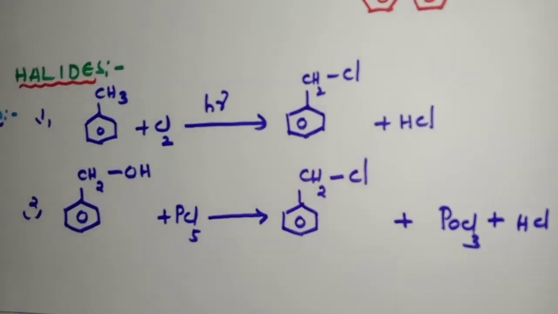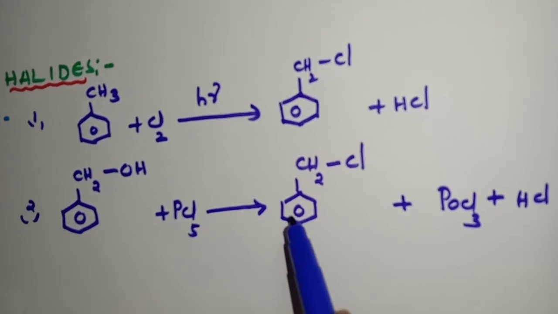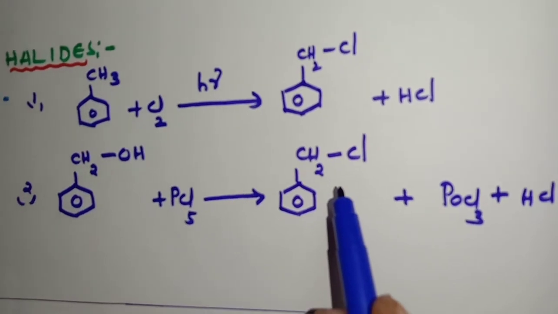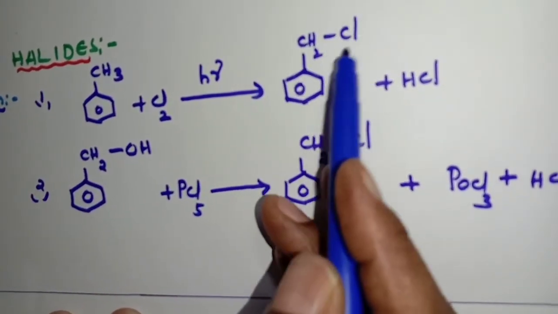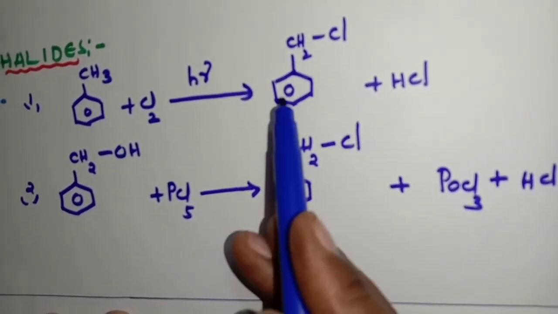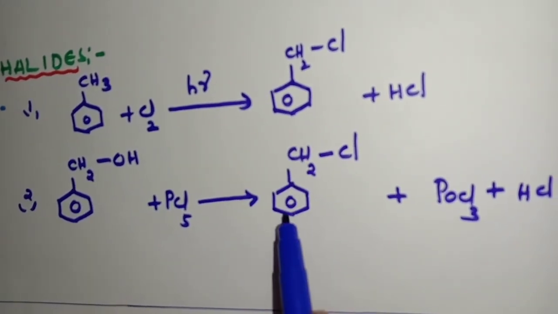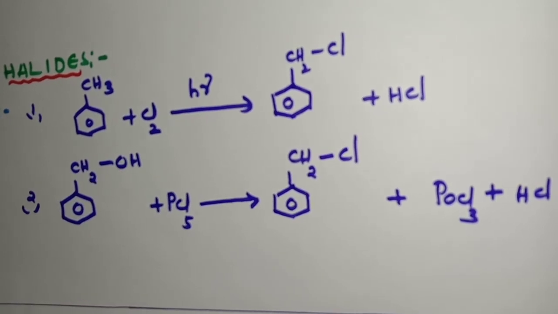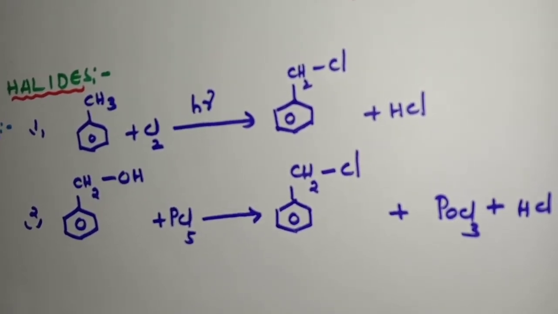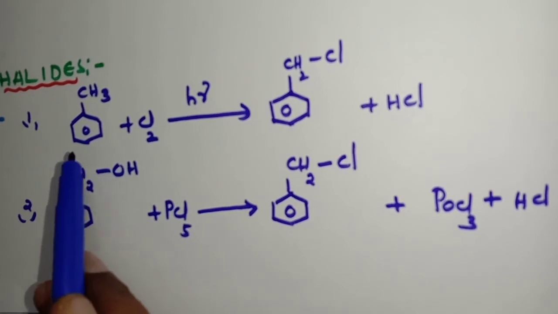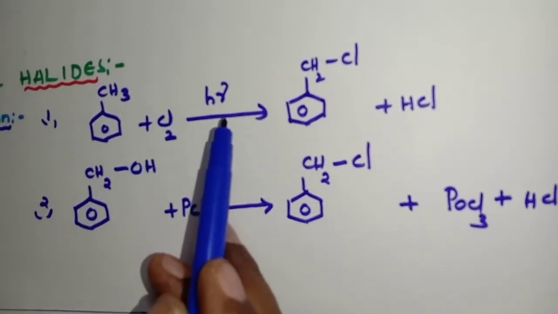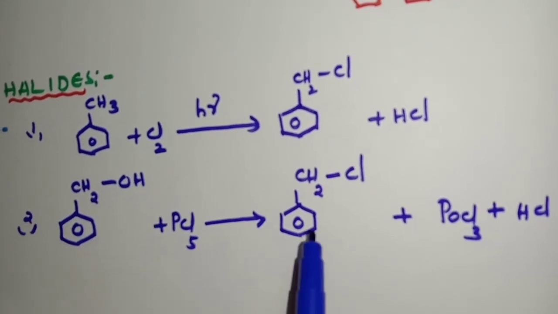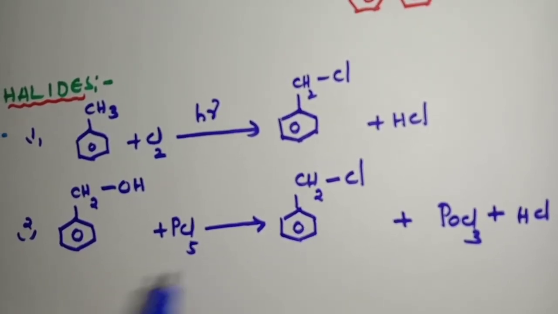Okay. So what are we getting? This is called as again benzyl chloride, which is an example for aralkyl halide. Halogen is present in the side chain, students. This is not directly attached to the ring, benzene ring. Okay. Fine. So these two are the preparation methods of aralkyl halides. Toluene plus chlorine in the presence of light, we get benzyl chloride. Benzyl alcohol plus PCl5, we get benzyl chloride. Okay, students. Next.